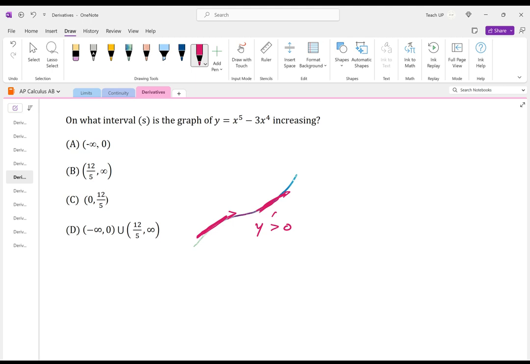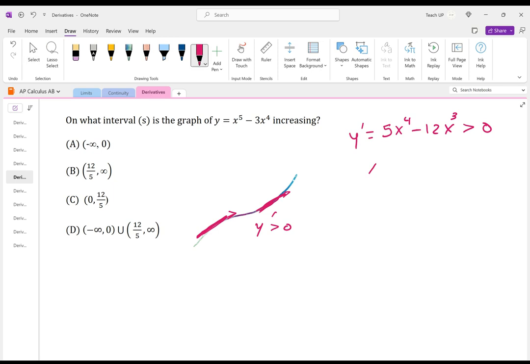So what we're going to do is find y prime, which here is going to be 5x to the fourth power minus 12x to the third power. And we're going to try and find for what values of x this is going to be greater than 0. This is an inequality we have to solve.